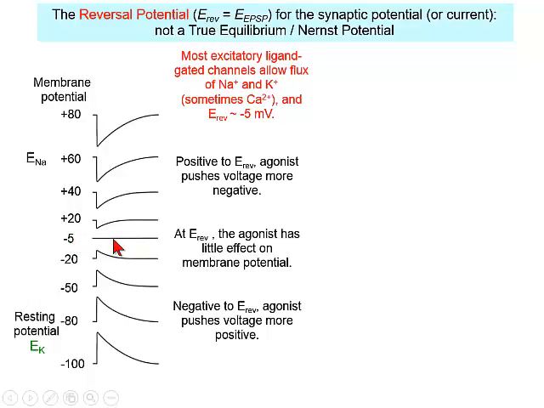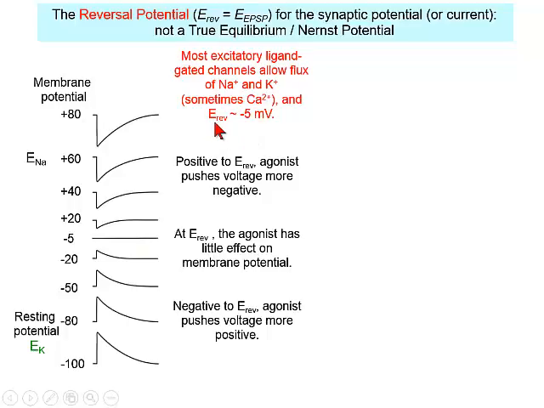And the result is that if you hold it at around zero or minus 5 millivolts, there are still channels opening, but there's no change in the current. And so this is the most excitatory ligand gated channel. Now, if you think about what we've told you so far, the Nernst potential for sodium is very positive. The Nernst potential for potassium is very negative. Clearly, this so-called equilibrium potential is neither. In fact, it is a blend of sodium and potassium, sometimes some calcium.